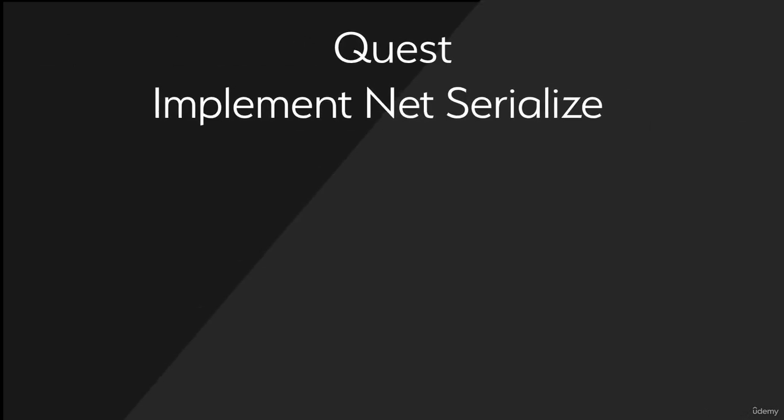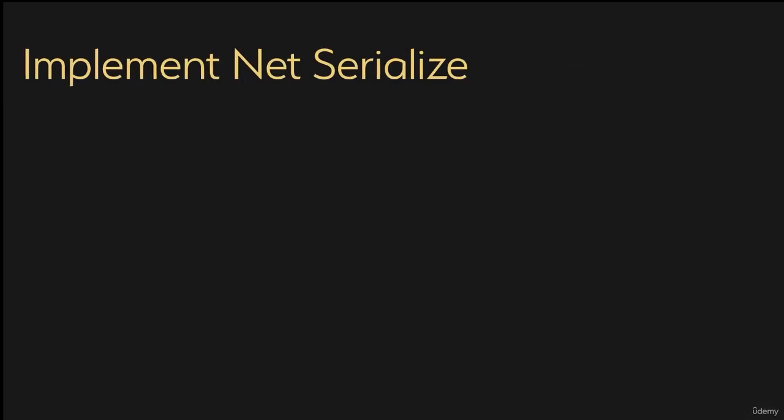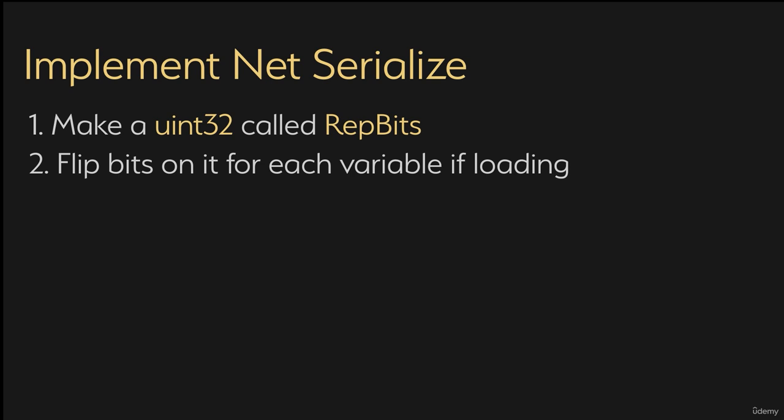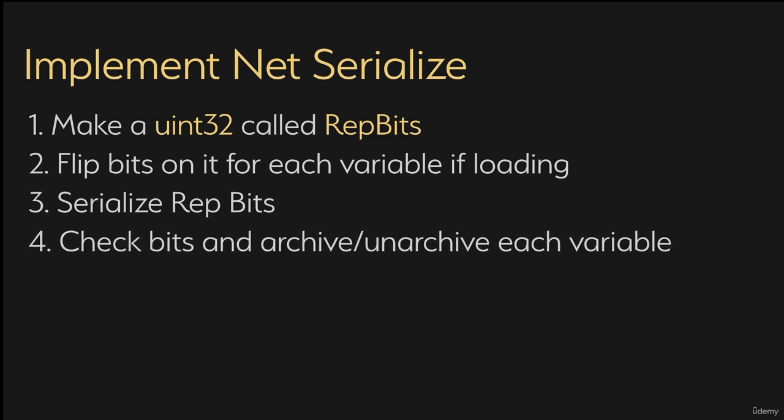Welcome to your next quest. Now, if you're up to this quest, you're going to implement Net Serialize for our custom effect context. For this one, make a uint32 so we can accommodate all of our variables, call it rep bits, and flip bits on it for each variable when loading. Make sure to call serialize bits on rep bits, and then check each bit and archive or unarchive each variable based on whether that bit has been flipped.